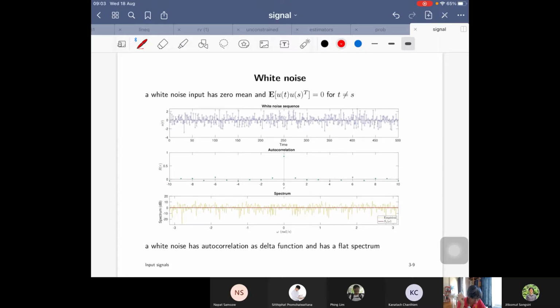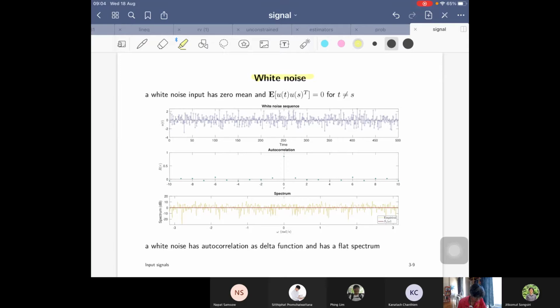This is the second clip in the series on input signals for system identification. We have talked about the importance of characterizing the spectral property of the inputs, and we have introduced the step function and the sum of sinusoids. In this clip, we continue discussing other inputs. This one is white noise.